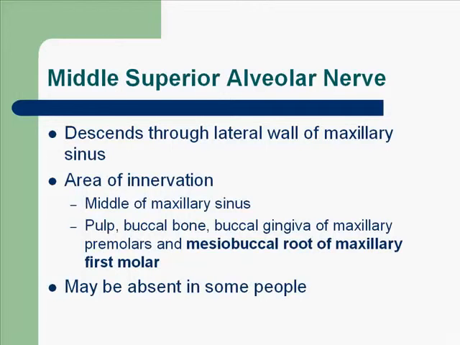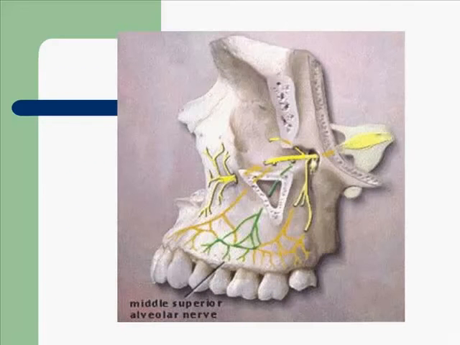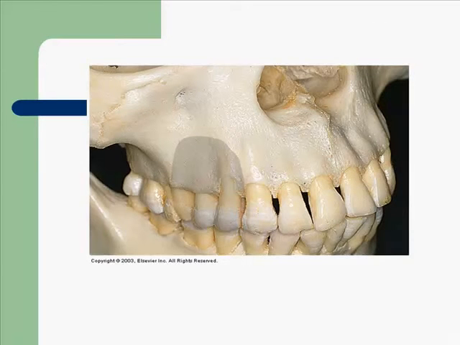The MSA may be absent in some people. If this is the case, the area is innervated by the ASA and the posterior superior alveolar, but mainly by the ASA. This will be important to you when you start to give local anesthesia. Note the green is the MSA, the middle superior alveolar. Again, if you look at the area that it innervates, it also innervates the mesial buccal root of the maxillary first molar.